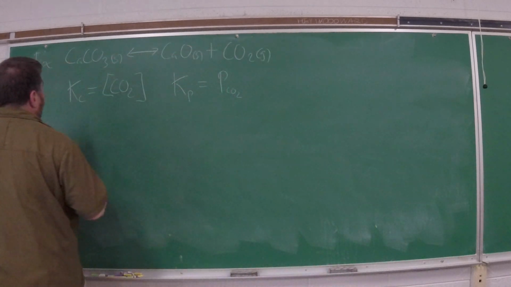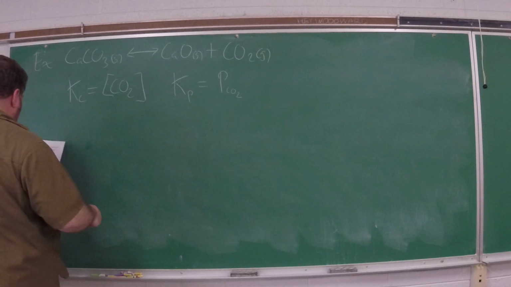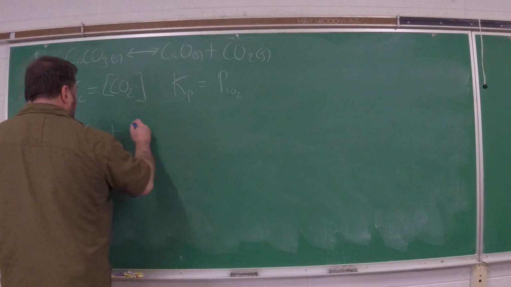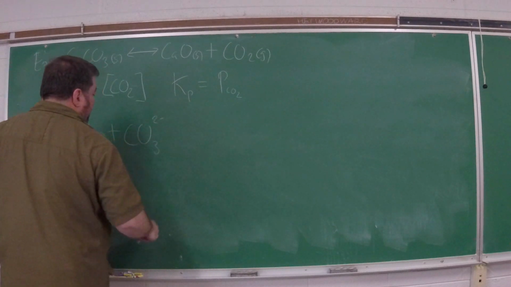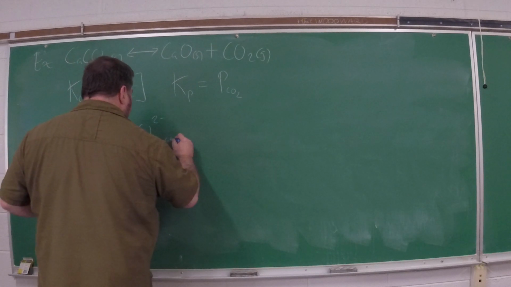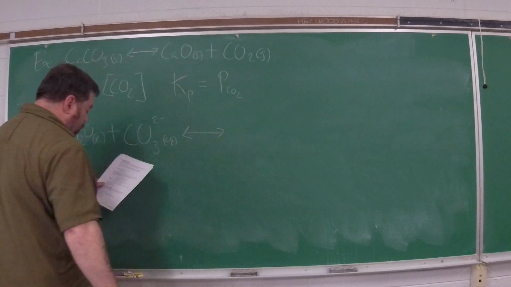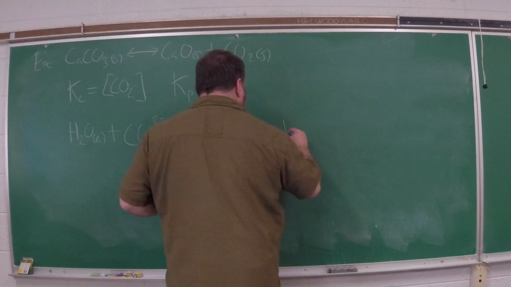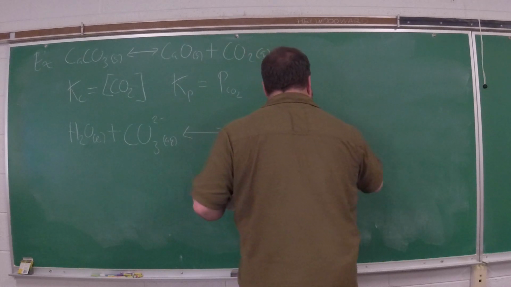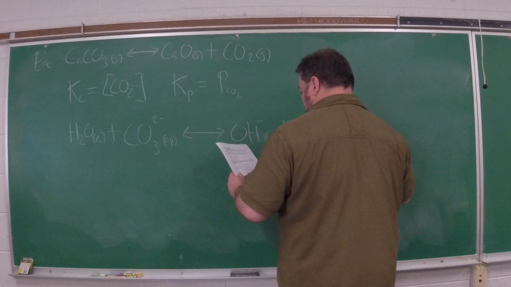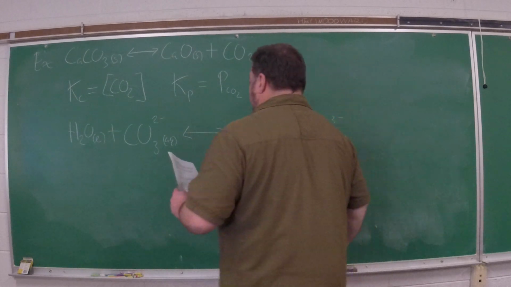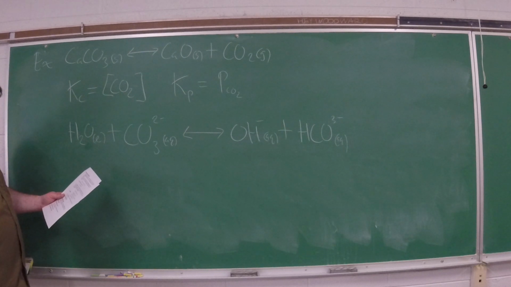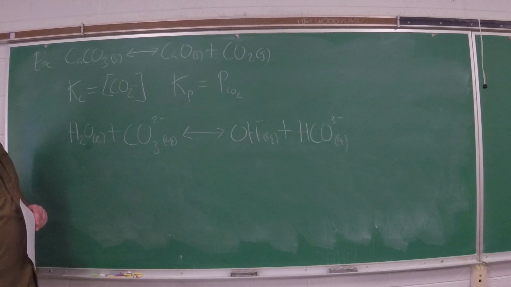Let's take a look at another example. H2O liquid, plus we're going to have carbonate again, the anion, aqueous, is going to go reversibly to form hydroxide aqueous, plus HCO3 minus aqueous, like that. Okay, is what's going to happen.